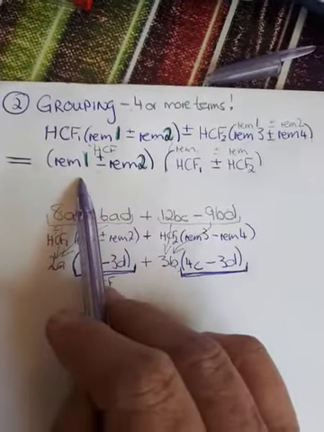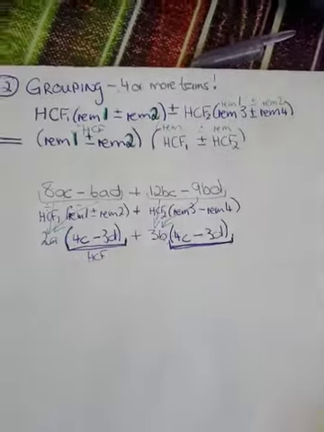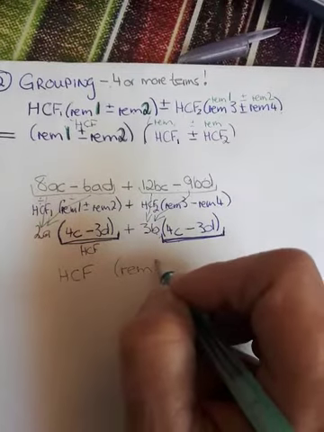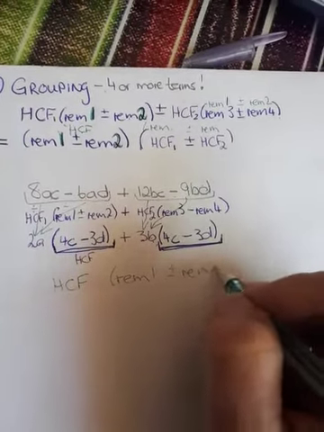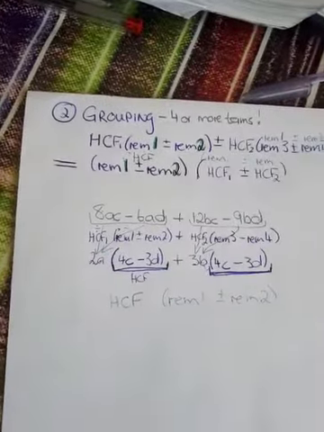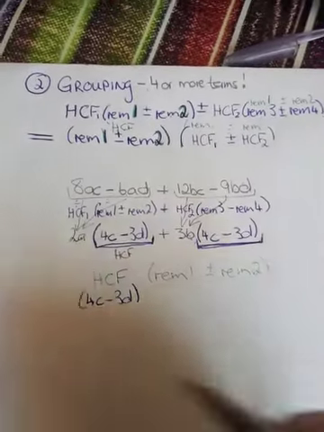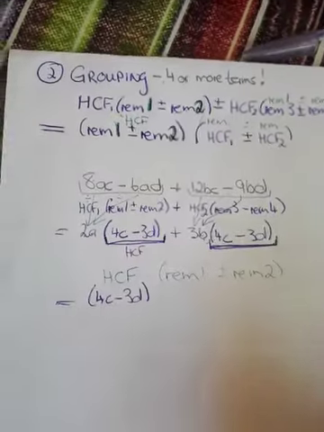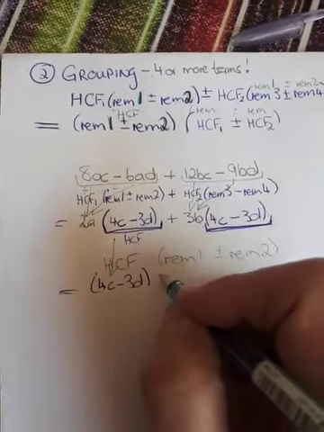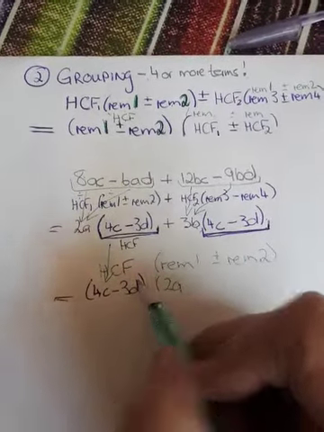So in the next step, people, my two brackets with the remainders become the highest common factor. So now again, I have a highest common factor, and then I again have a remainder 1 plus or minus remainder 2, which then the highest common factor is the bracket. So I will now take out the 4C minus 3D as bracket, as highest common factor. Then we do the division. 2 divided by nothing is 2. A divided by nothing is A. The bracket divided by the bracket equals 1.